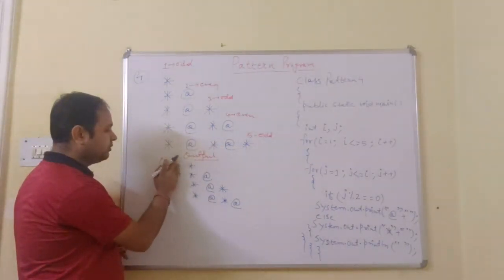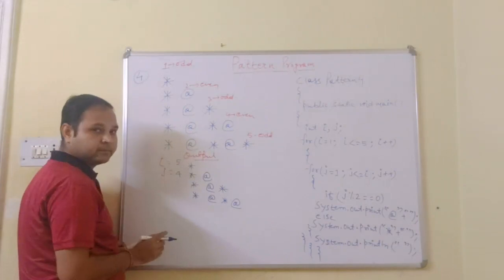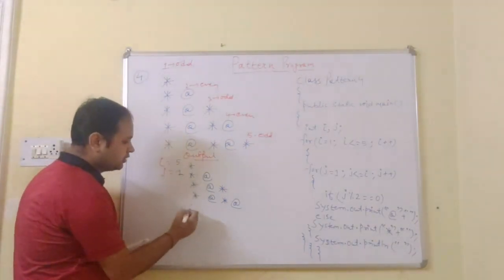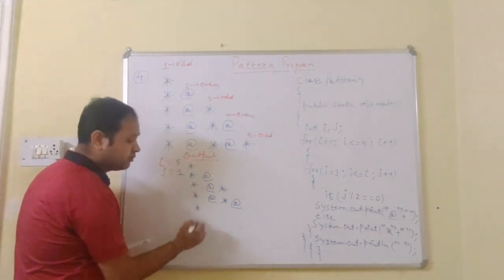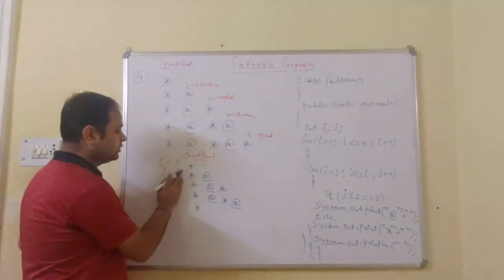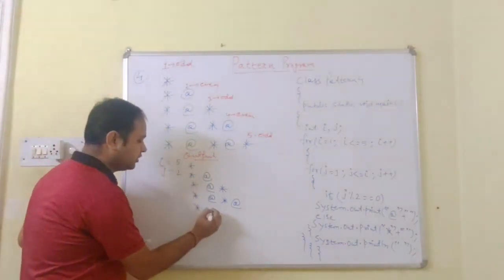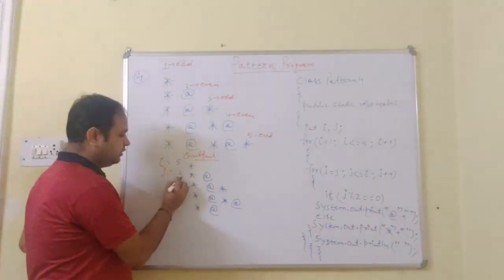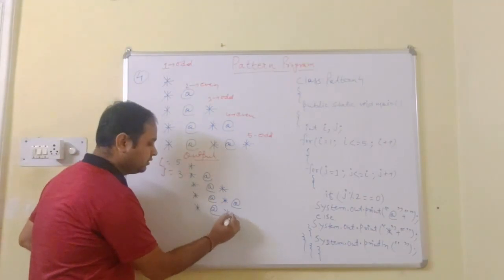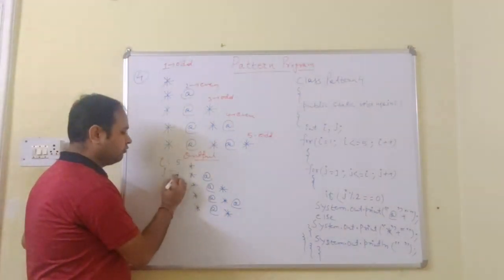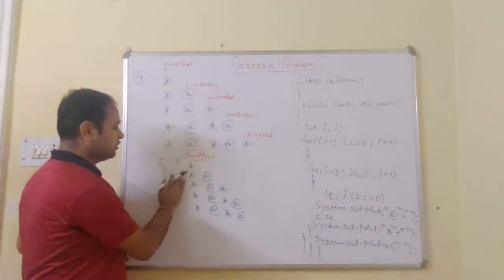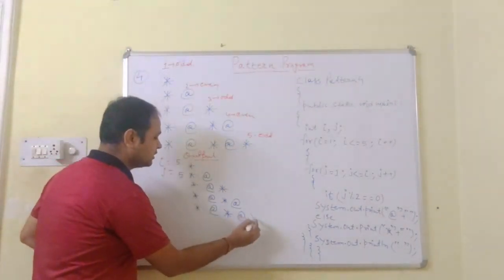Now the value of i becomes 5 and j again starts from 1. So first it prints star, because 1 modulus 2 is not equal to 0. The j value is updated to 2, so it prints @. Then j is updated to 3, so it prints star. Then j is updated to 4, so it prints @. Then j is updated to 5, so it prints star.